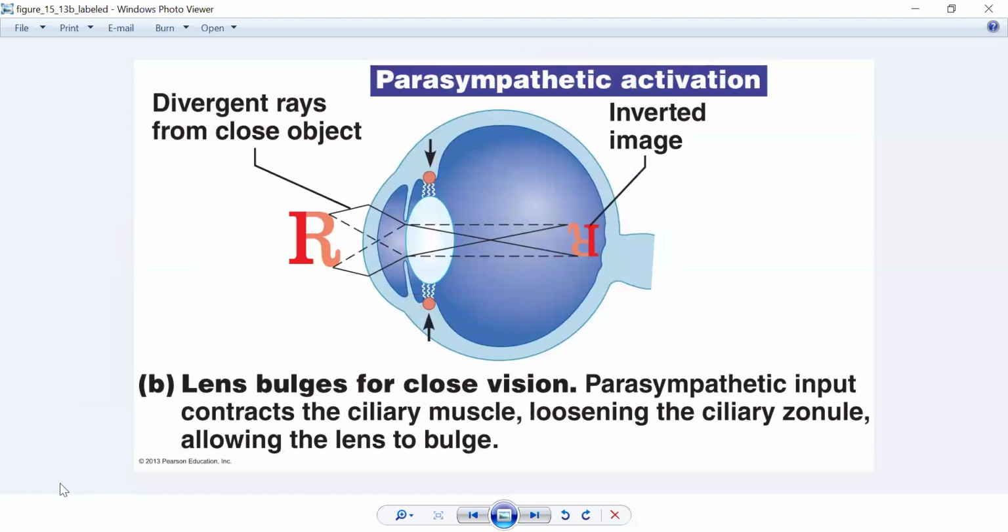And vice versa, when you focus on objects near, okay, what's in control there is parasympathetic activity, and then the lens is going to bulge to allow you to focus on objects near.